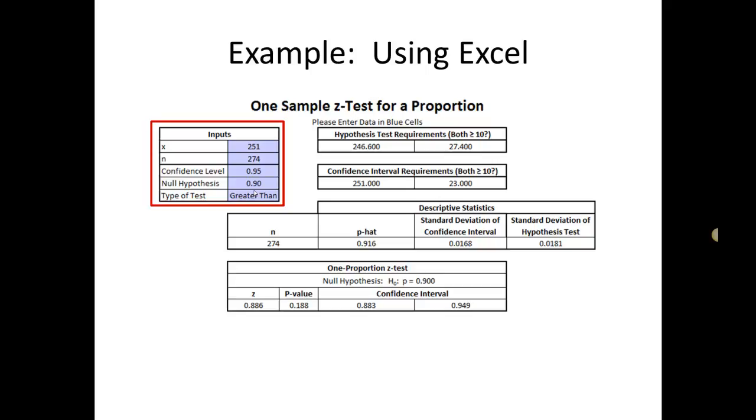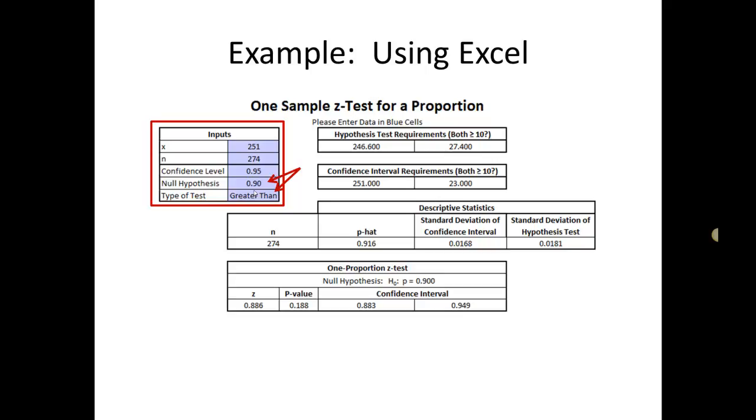You're going to have it available to you. So we enter in the appropriate things over in the inputs. We have our number of successes and our sample size. This time for our hypothesis test, we want to make sure to fill in those bottom two. The value assumed under the null hypothesis, which in this case was 0.90, which is equivalent to 90%, and the type of test we were interested in: greater than.